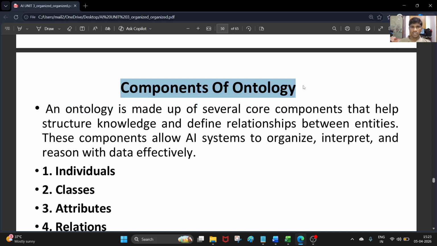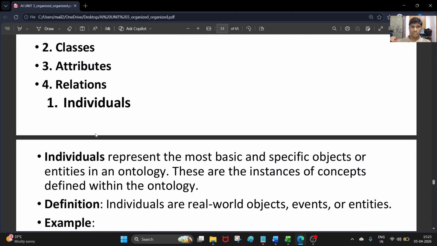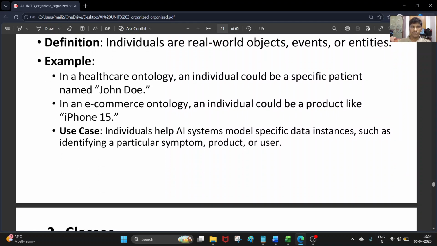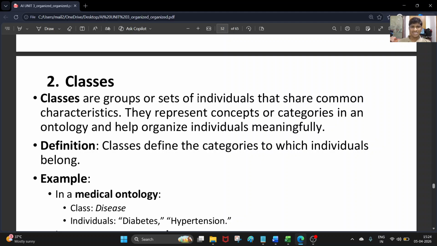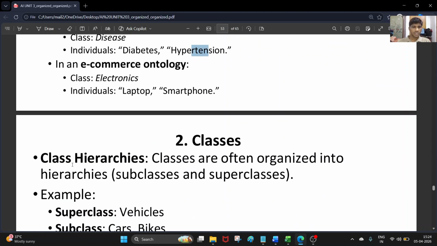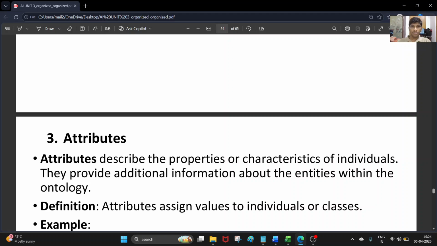Next, components of ontology. There are different components such as individuals, classes, attributes, and relations. Individuals represent the most basic and specific objects or entities in an ontology. A class is a group or set of individuals that share common characteristics. In medical ontology, the class is disease and individuals are diabetes and hypertension. Classes are often organized into hierarchies such as subclass and superclass. For example, the superclass is vehicle and the subclasses are car and bike.